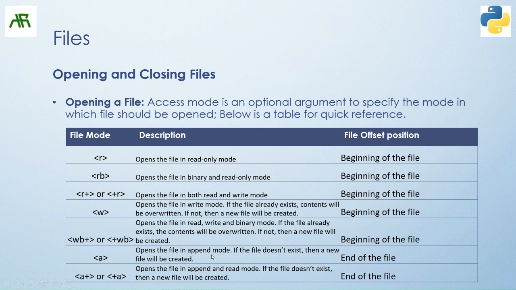A is for append. See, write and append are two different entities in the case of writing. W will overwrite whatever is there in the file already. In the case of append, it's not going to remove anything, it's going to start adding to the end of the file. So your positioning, or the memory positioning when opening the file, will be at the end of the file. A plus or plus A will be append and read mode. If the file doesn't exist, a new file will be created.